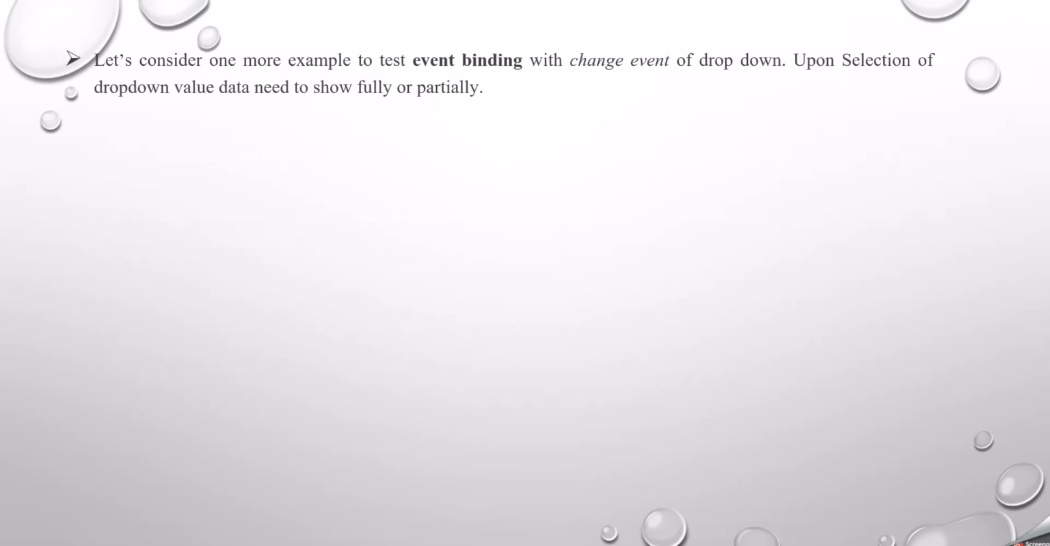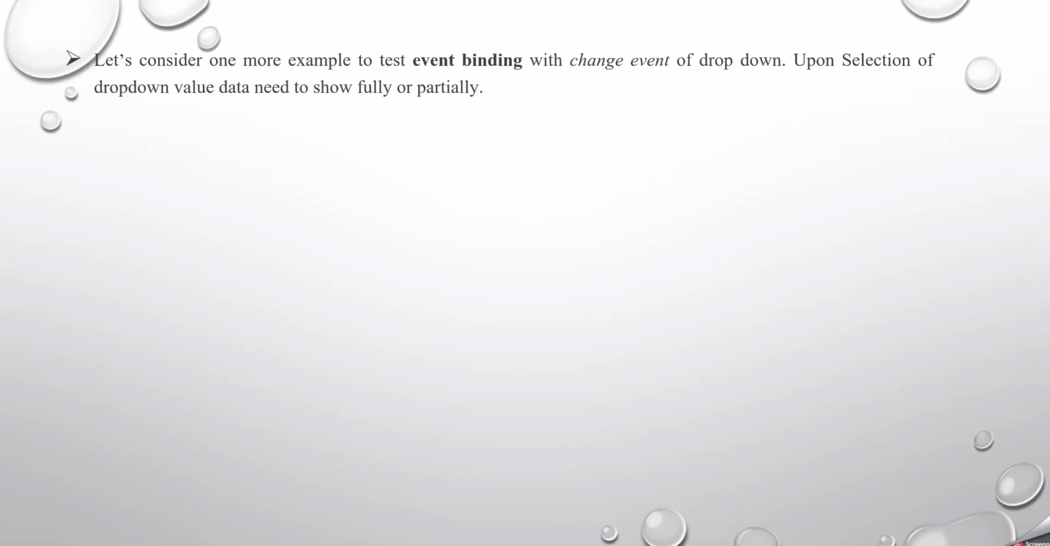We saw that, and let's consider one more example. What I want to show is that, as I told, an event can be of any type. We just checked one event called the button click event, and now we are going to test the drop down change event. Anything you are doing, like typing or hovering, everything is an event.